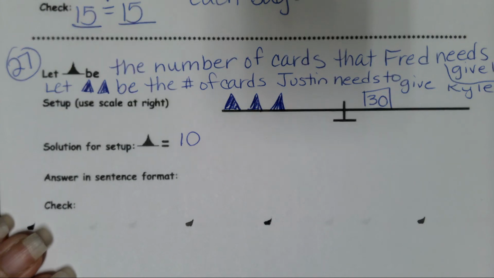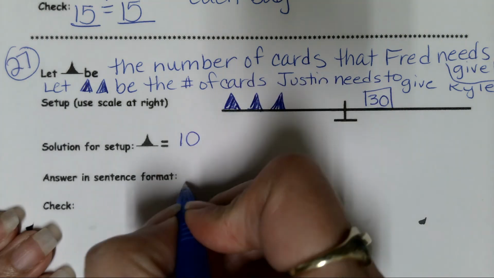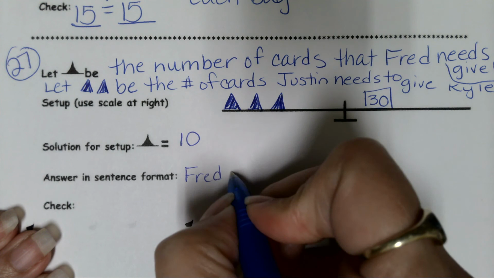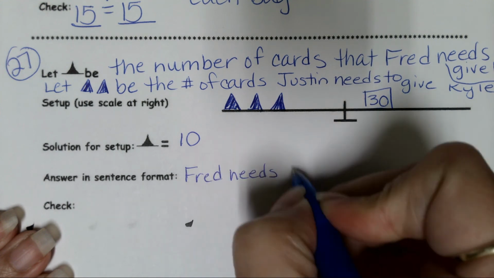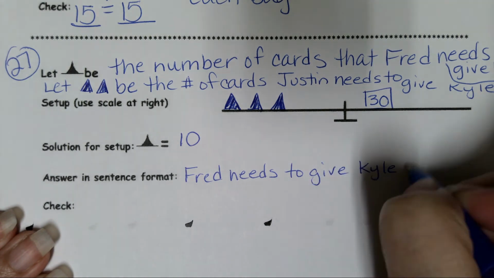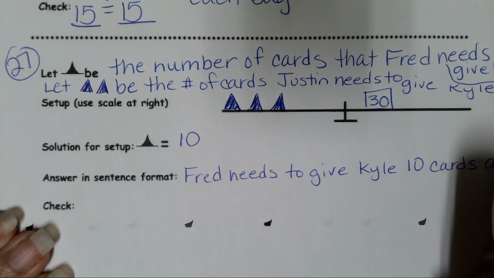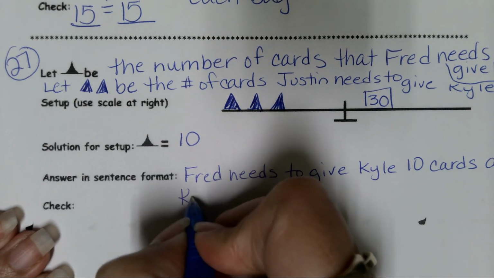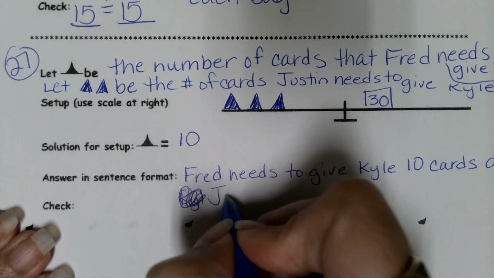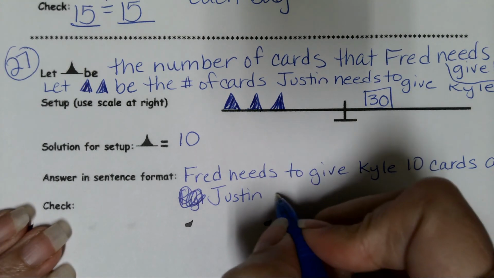And the answer in sentence format is: Fred needs, remember Fred is 1 pawn, needs to give Kyle 10 cards, and Justin needs to give 20 cards. I was getting Kyle and Justin mixed up there.